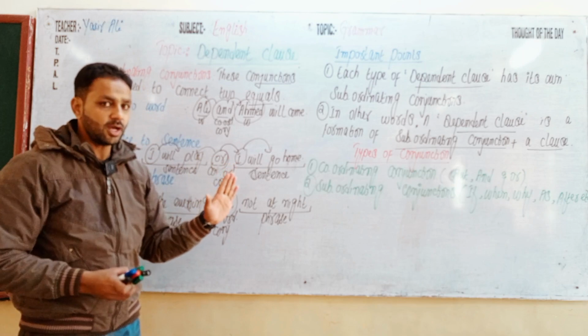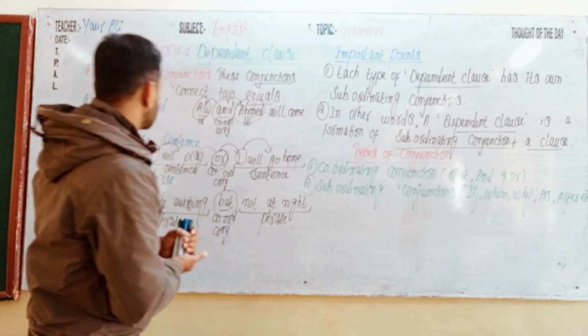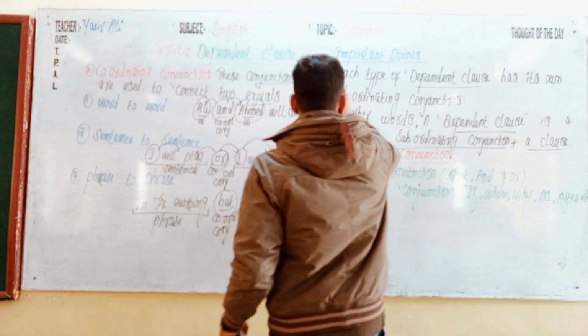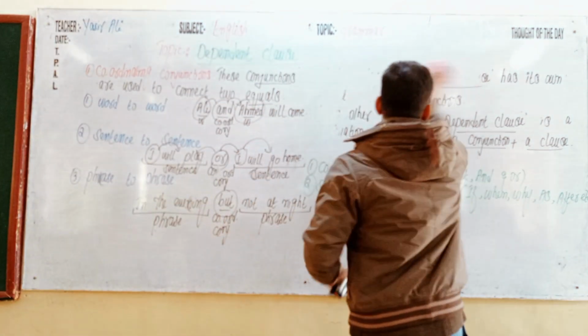ये किसी भी clause का हिस्सा नहीं बनने वाले. Now just say, respectable student, now I'm going to move towards the second type, and that is subordinating conjunction.